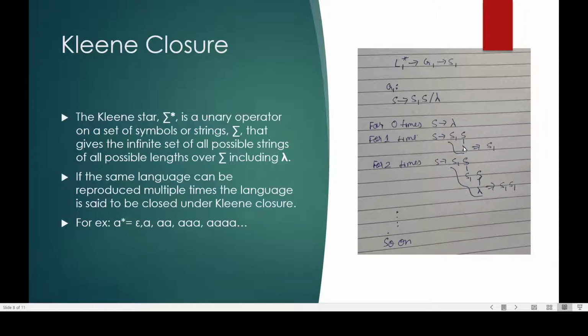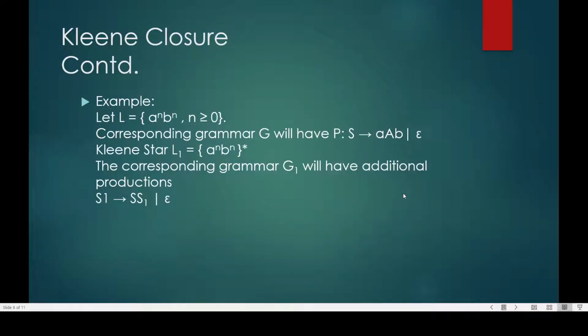We'll see S1 lambda, which will further give S1. If we take it 2 times, we'll say S1S, S will further go to S1S, and then S will further go to lambda. We parse it top to bottom, left to right, S1, S1, lambda, which will give us S1 and S1. And this can go on and on for 3, 4, any number of times. So here is an example of Kleene closure.